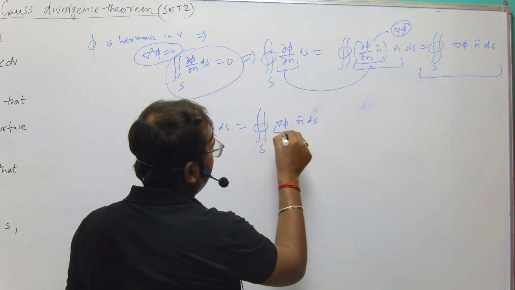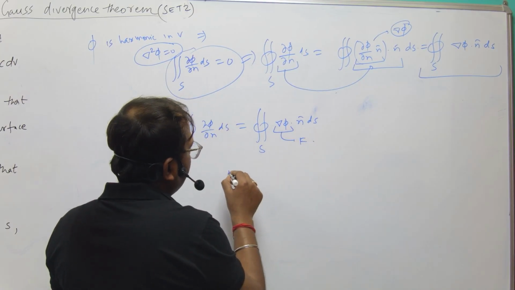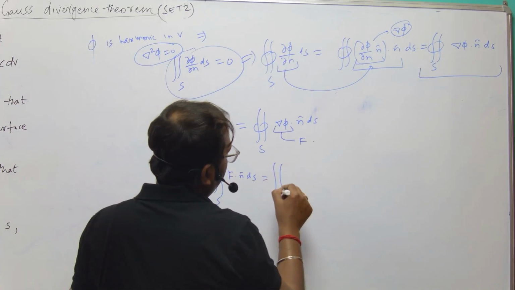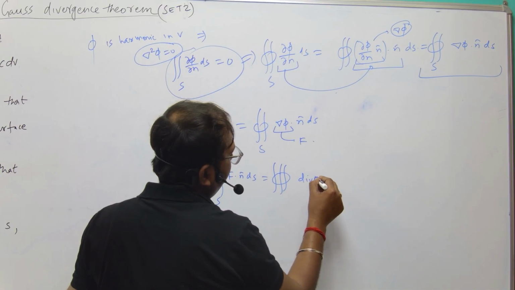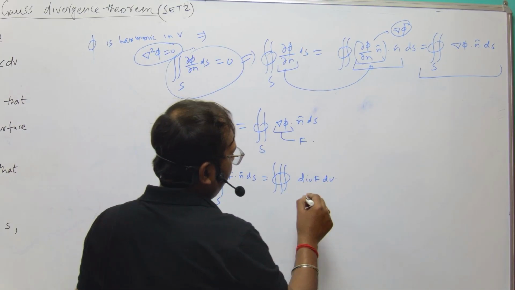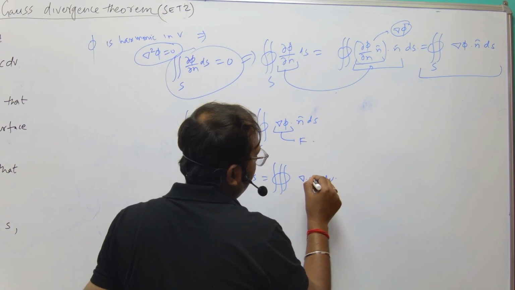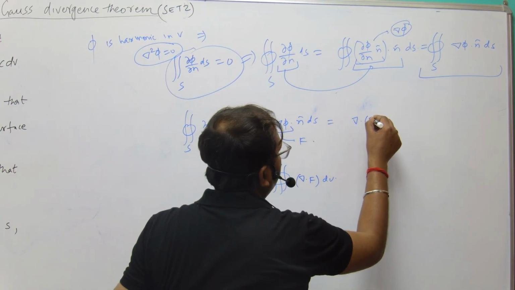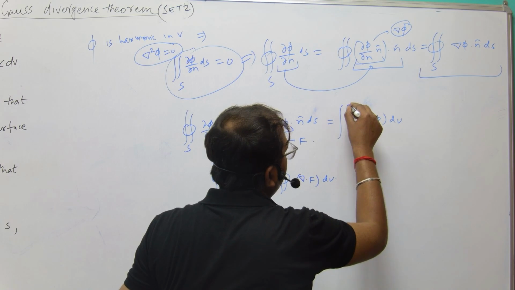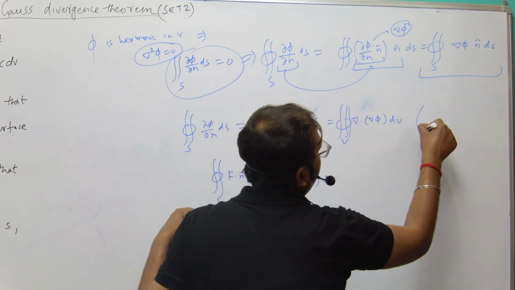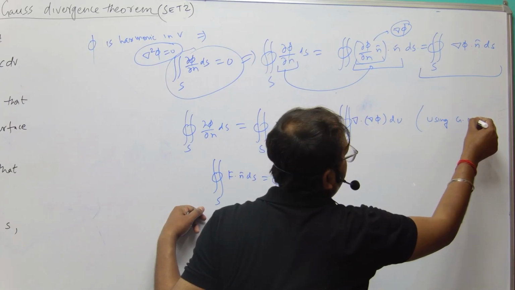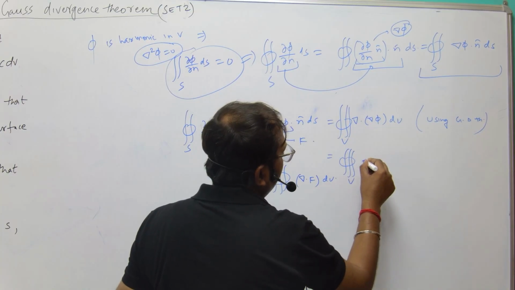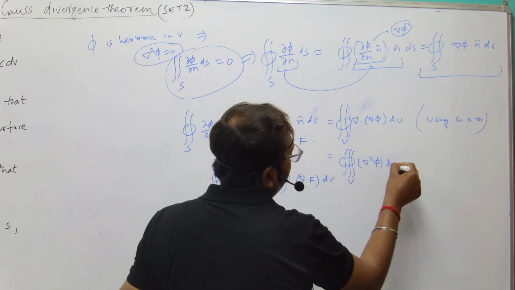So let us take this as f. Using the Gauss divergence theorem, the surface integral of f dot n cap into ds is equal to the triple integral of divergence of f dv, that is del dot f dv. So this is equal to the volume integral of del dot del phi dv, using the Gauss divergence theorem. And this we can write as the triple integral of del square phi dv.